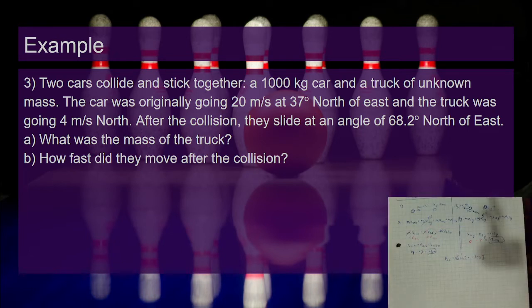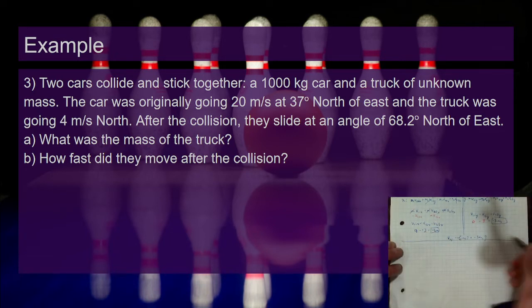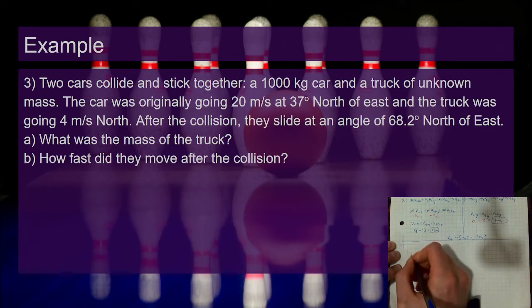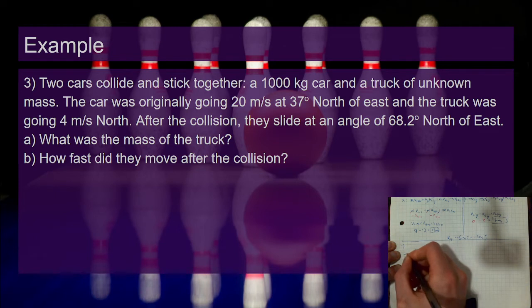So, getting this one copied down, and I promise I won't accidentally leave it on the wrong side for the whole time, this one. So we've got our first object that's going in this direction, 37 degrees, and has a magnitude of 20 meters per second, and a mass that we know.